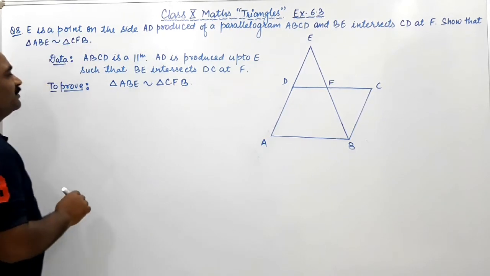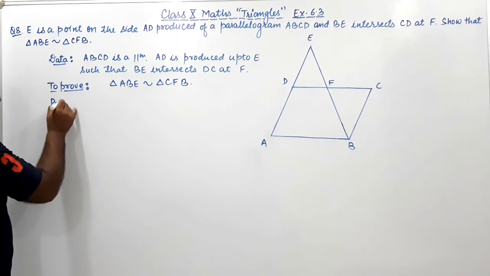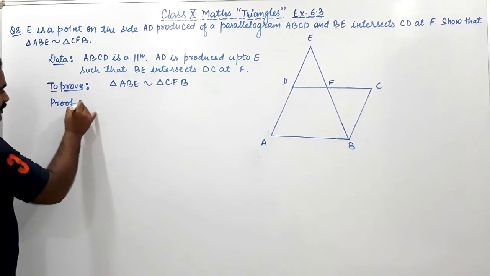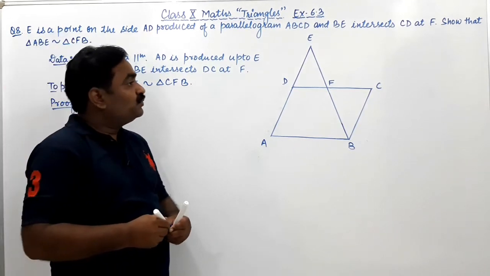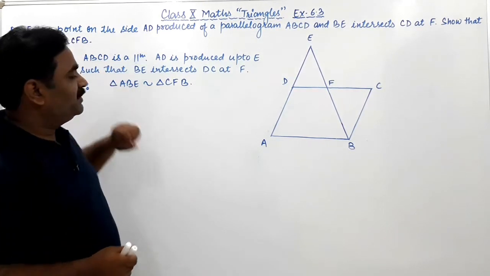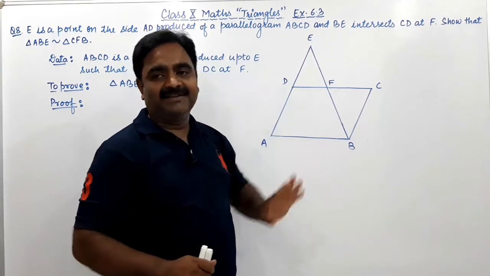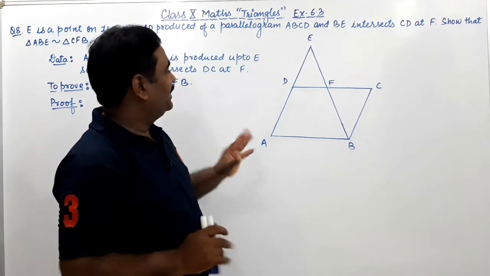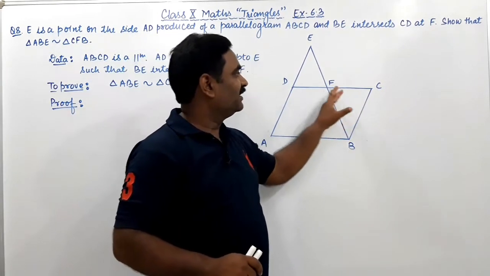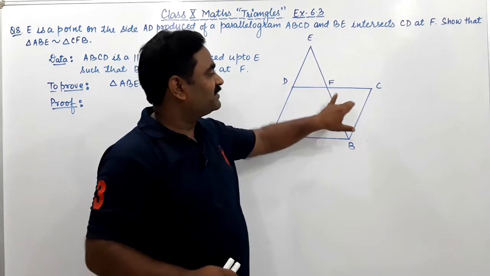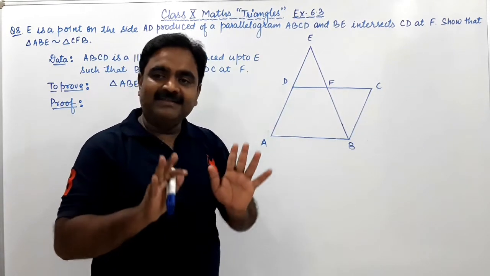We are going to compare these two triangles. So now let us see the proof of this question. Okay, so let us see these two triangles. First, ABE is this big triangle, and CFB means this triangle. This big triangle and this triangle we are going to compare. Is it clear?